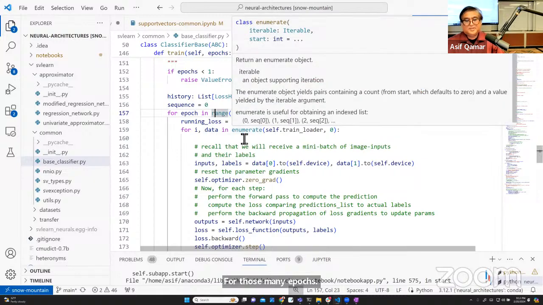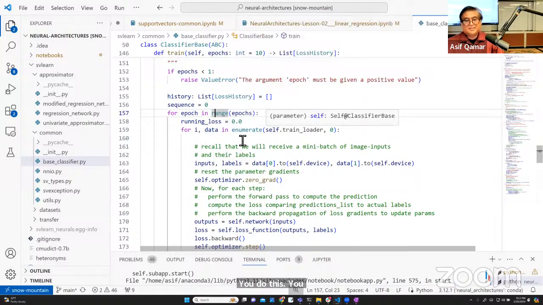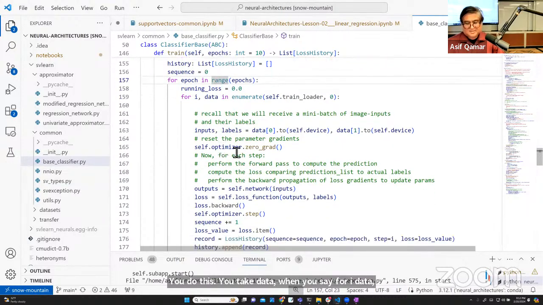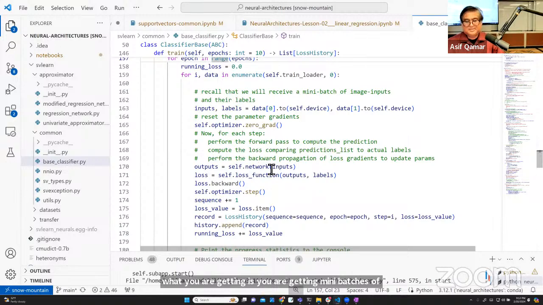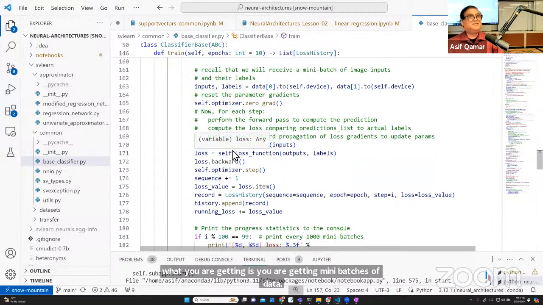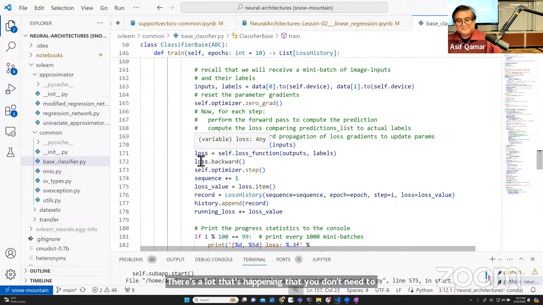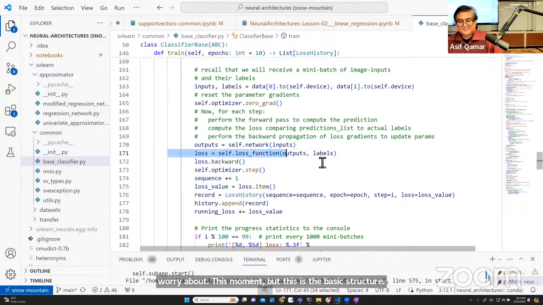You take data. When you say for i in data, what you're getting is mini batches of data. There's a lot that's happening that you don't need to worry about at this moment, but this is the basic structure. This line computes the loss. Guys, I'm quickly going over it. You don't need to understand this yet. It's too early to understand it. You will understand it soon in a couple of sessions.